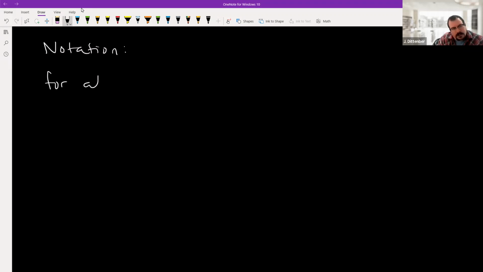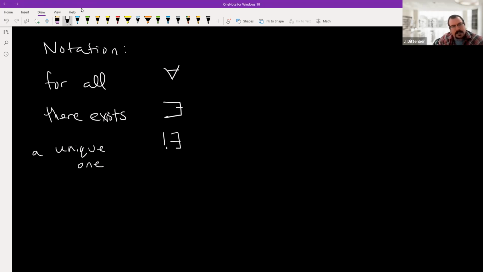So for all, or for every, looks like this, an upside down A. There exists is going to be a backwards E. There exists a unique one, I'll write it like that. It looks like this. And let's see, what else do I want to use? Such that, I might write down like this.